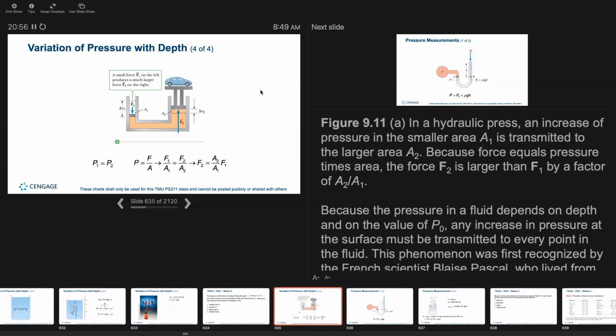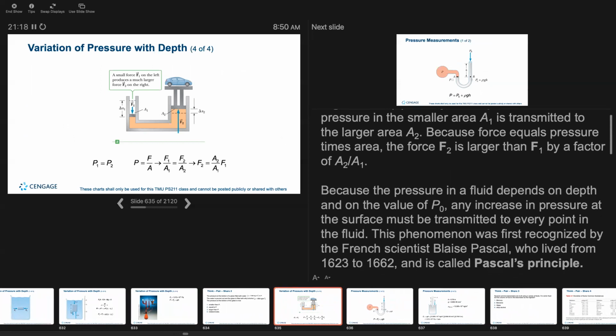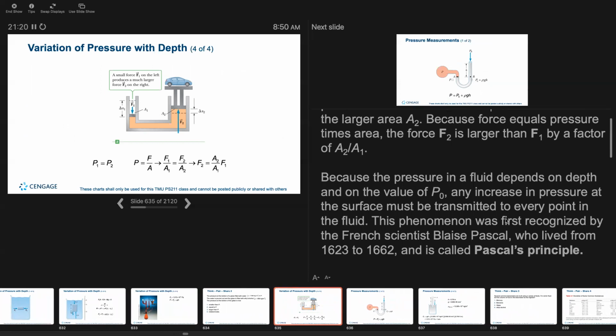In this figure, in a hydraulic press, an increase of pressure in the smaller area A1 is transmitted to the larger area A2 because force equals pressure times area. The force F2 is larger than F1 by a factor of A2 over A1. Because the pressure in a fluid depends on depth and on the value of P0, any increase in pressure at the surface must be transmitted to every other point in the fluid.